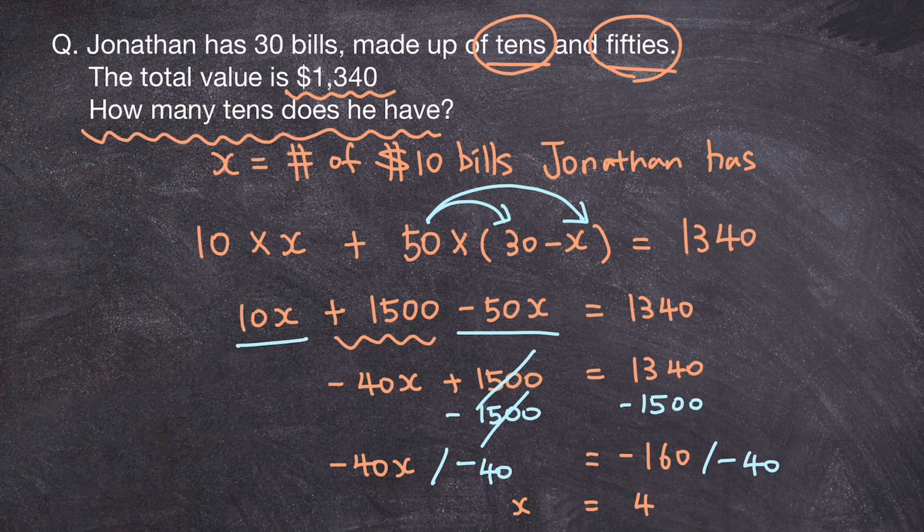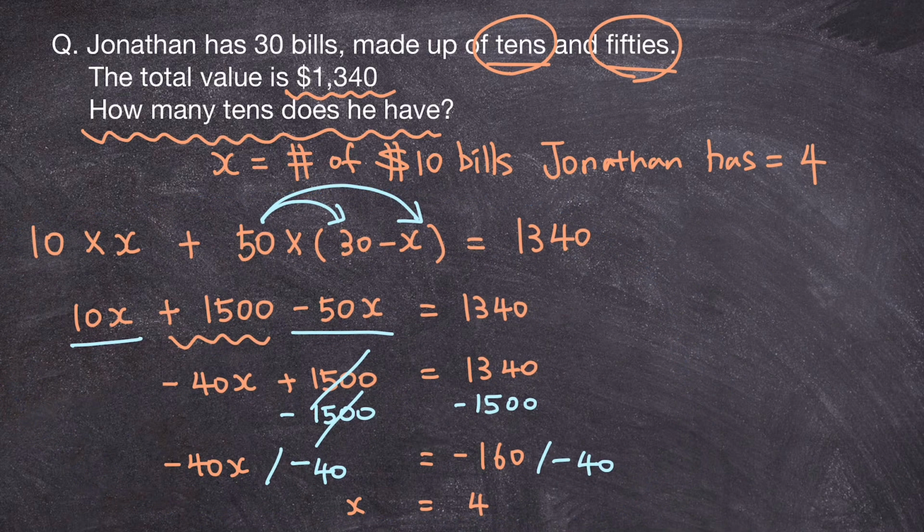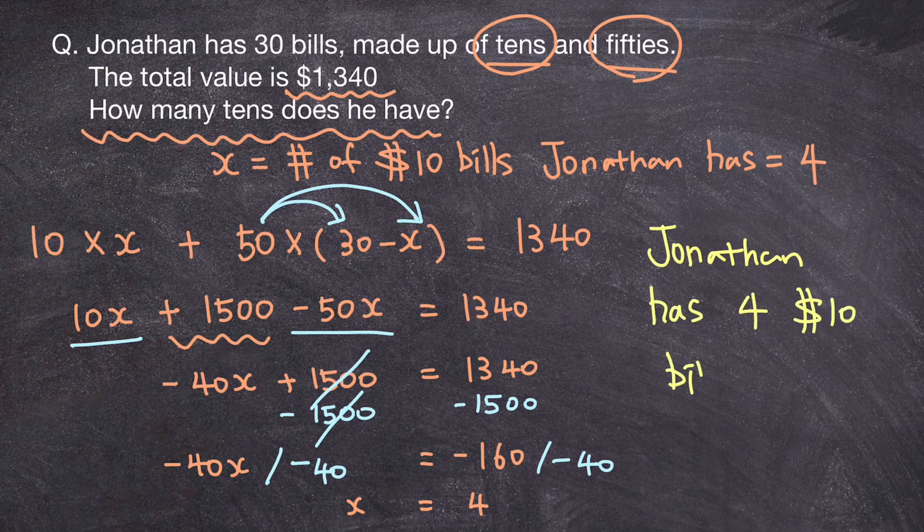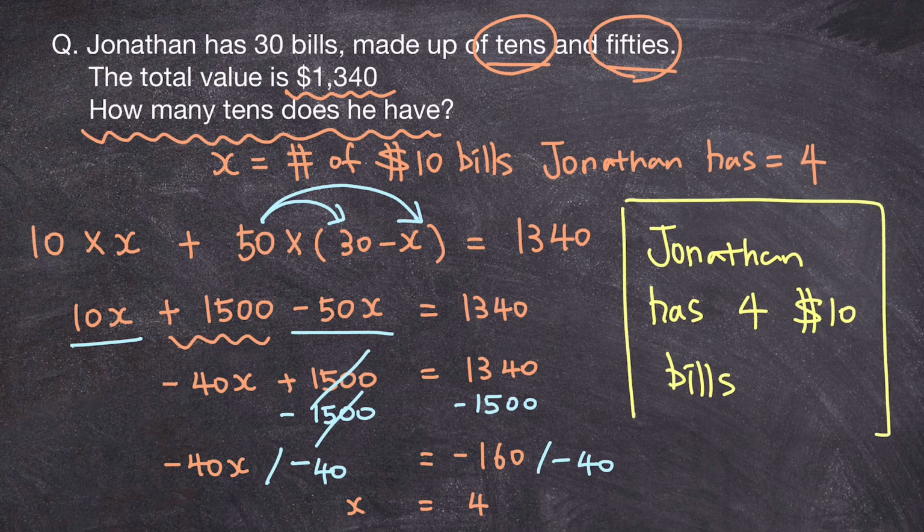And since we set x equal to the number of $10 bills Jonathan has, that's 4. So Jonathan has 4 $10 bills. So instead of saying my x is equal to 4 as my final answer, I'm going to say Jonathan has 4 $10 bills. And that's going to be my final answer.